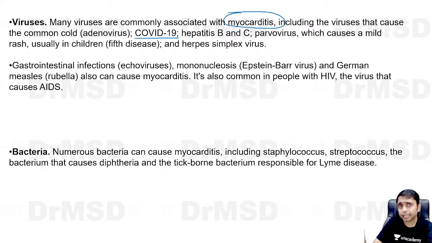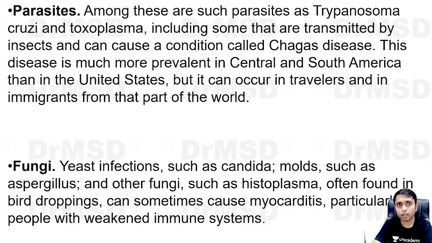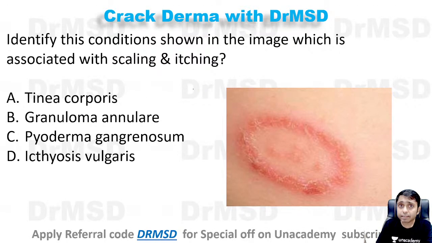So COVID-19 can also cause myocarditis. Hepatitis B, hepatitis C, parvovirus B19 can also lead to it. And yes, echoviruses, Epstein-Barr virus, which can cause infectious mononucleosis, and German measles, rubella. All of these can cause myocarditis, and it is even observed that in HIV individuals myocarditis can be seen. There are various other causes, but among the viruses, please try to remember what I have marked in the previous slides. And now please try to answer this very simple question.